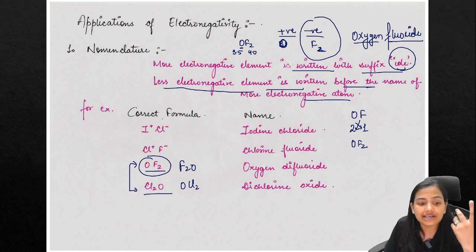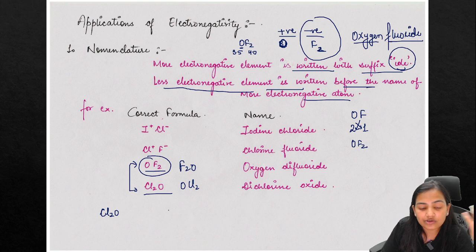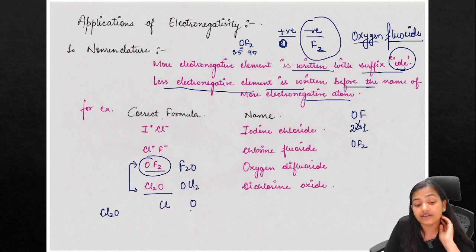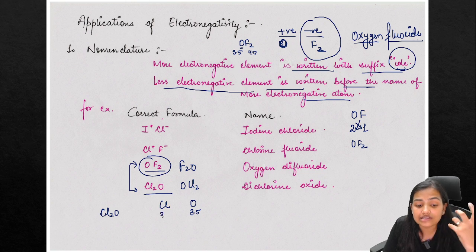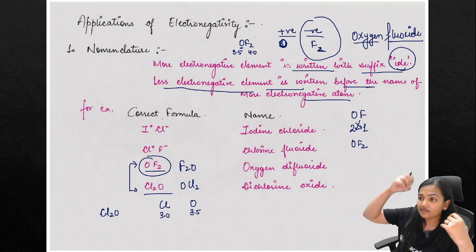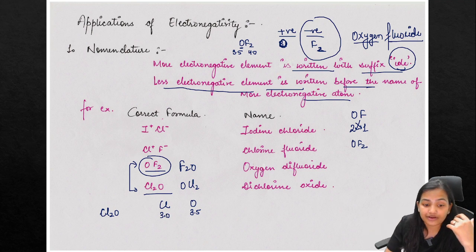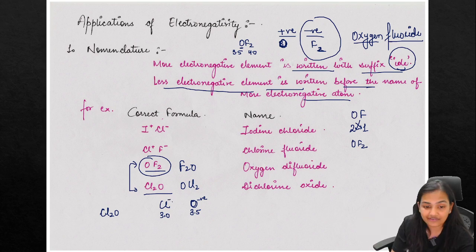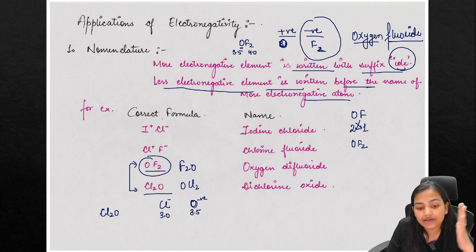Let me take another example, that is the example of Cl2O. If you have to form a compound of chlorine and oxygen, then Cl and O. For oxygen the electronegativity value is 3.5, and chlorine is 3.0. You remember, fluorine was 4, chlorine was 3. So who is more electronegative? Oxygen. The species which is more electronegative will be on the right hand side, and the species which is less electronegative will be on the left hand side. So the formula will become ClO.